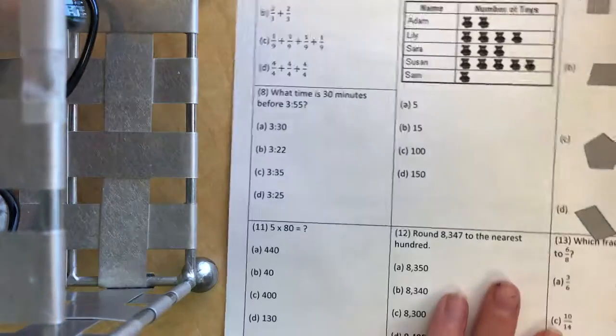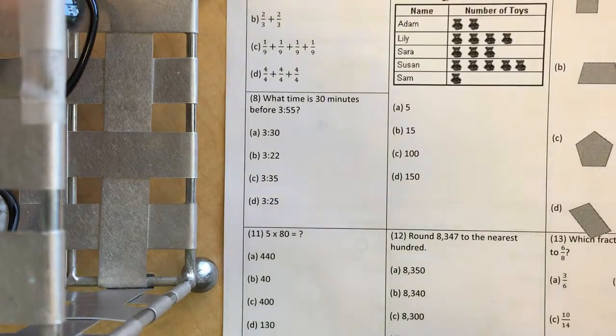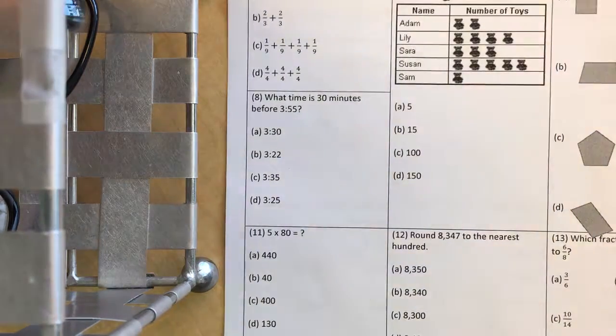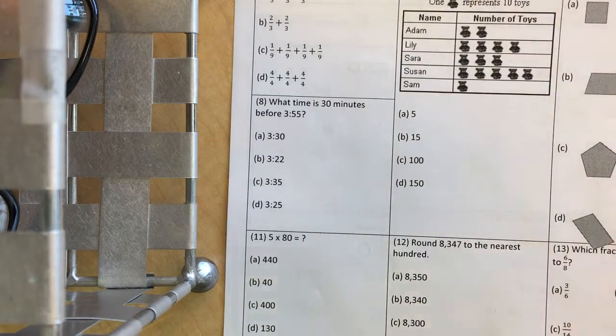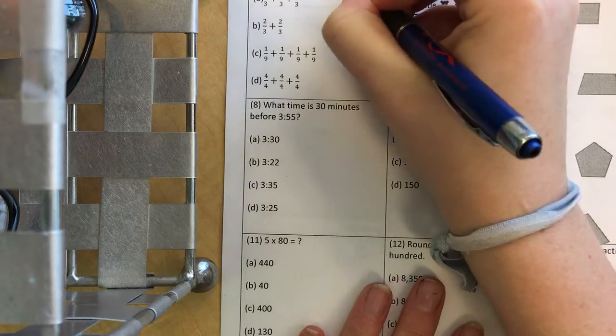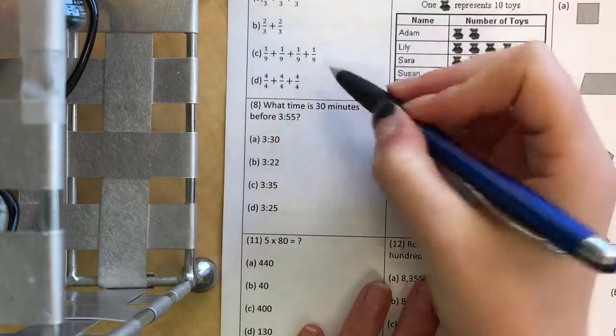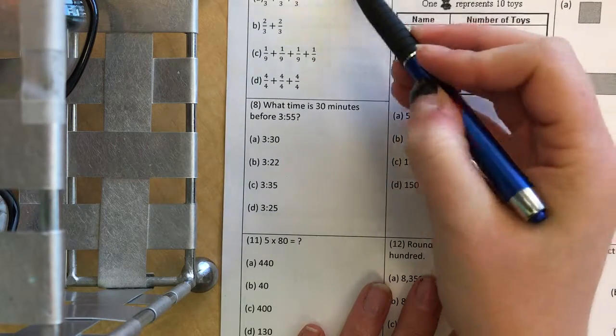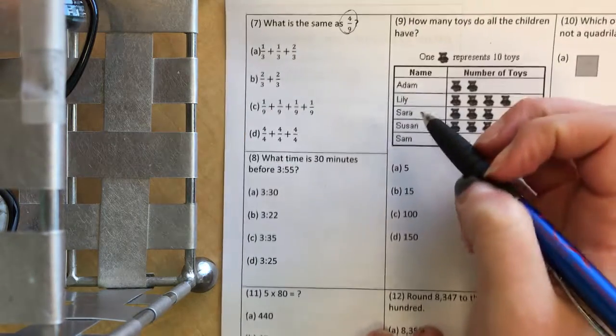For problem number 7, 4/9 is the same as which of these answers? We know that we're looking for which one is equaling 4/9. So we're looking for our denominator to stay the same and our numerator to equal 4. Oops, sorry about that.